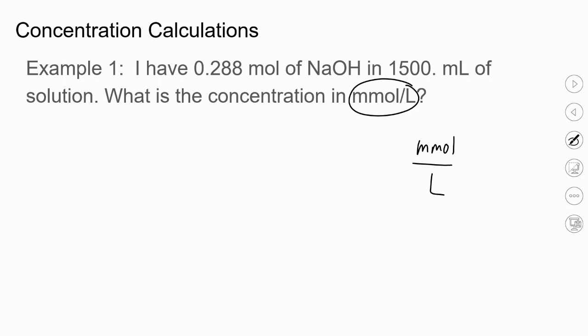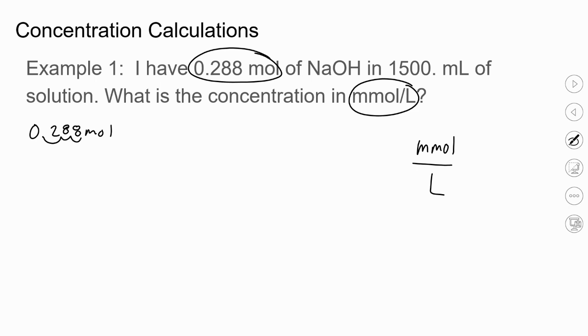The tricky part here is that they don't give us either millimoles or liters. This is moles, 0.288 moles. We need this to be in millimoles. So how do we do that? What are we going to do? Move the decimal to the right 3 times. Okay, we're going to move the decimal to the right 3 times. How do you decide to do that?